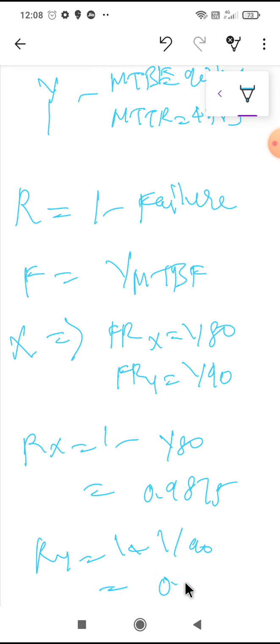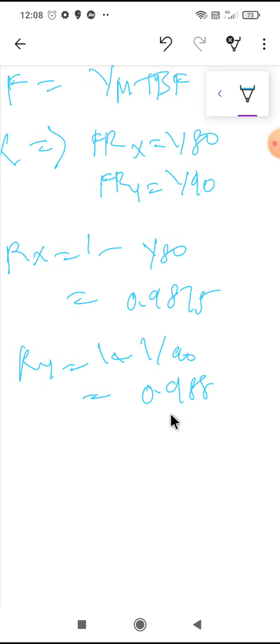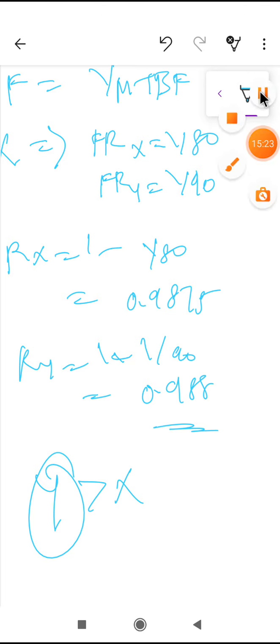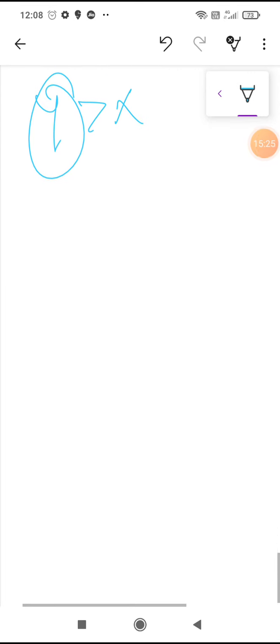be equal to 0.988. Therefore here, as we can see, product Y has higher reliability than product X, so product Y is more suitable. So this is a simple example. Now let's see another example.